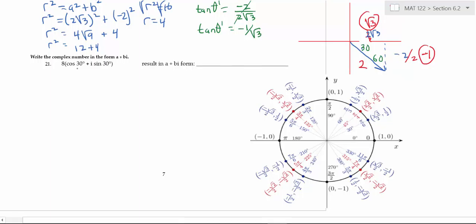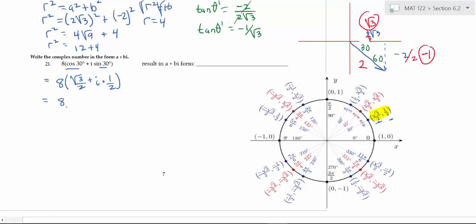Okay, so with this one, all we need to do is do the cosine and sine of 30. So this is just unit circle. So you're looking at this point. The cosine's the x value, so you would have 8 times, that's your cosine, square root of 3 over 2, plus i, and then of course the sine is 1/2. So you're going to multiply all that out. Just do a distributive property.